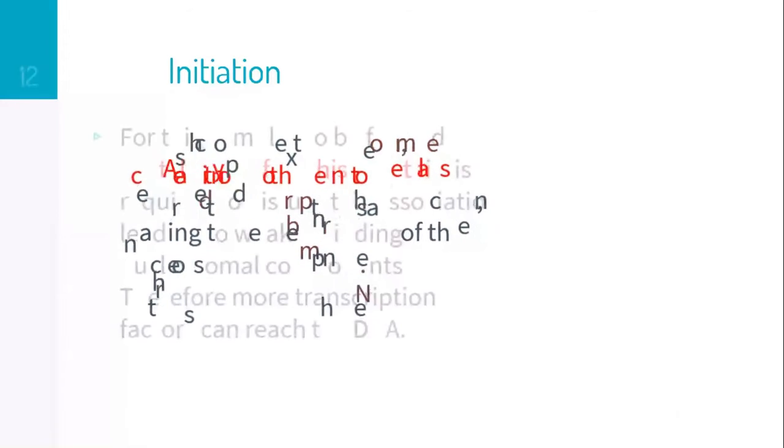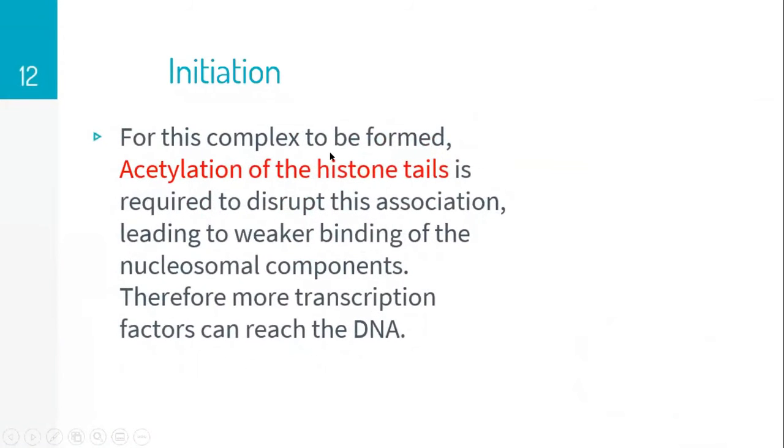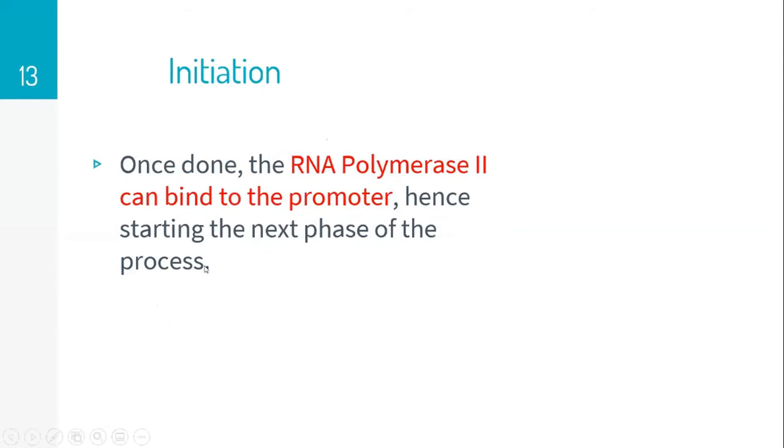Oops. All right, so for this complex to be formed, acetylation of the histone tails is required to disrupt this association, leading to the weaker binding of the, sorry, I'm not seeing the chat. Oh, okay, no problem. No problem.